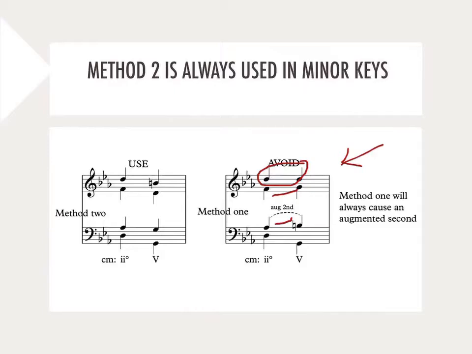So, to avoid that augmented second, you always use method 2. Remember, method 2 is go in the direction of the fifth. So, looking at this fifth, the fifth is down. So, all three voices will go down. The D will go down to the B natural, the F to the D, and the A flat to the G.